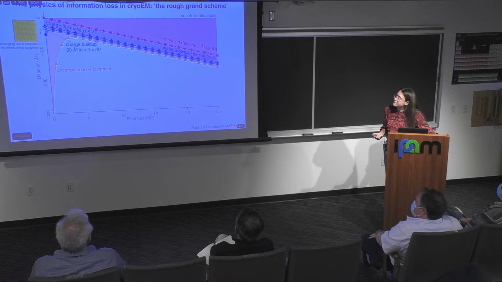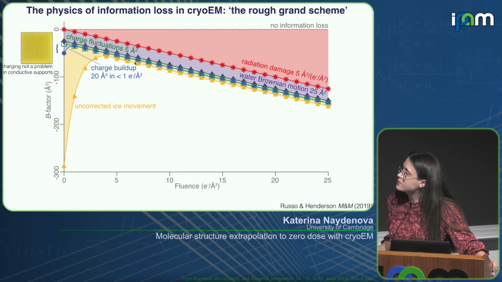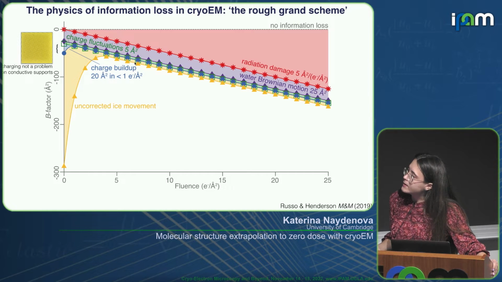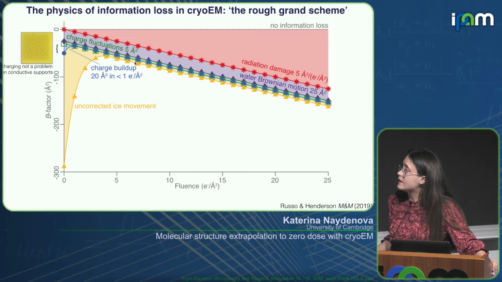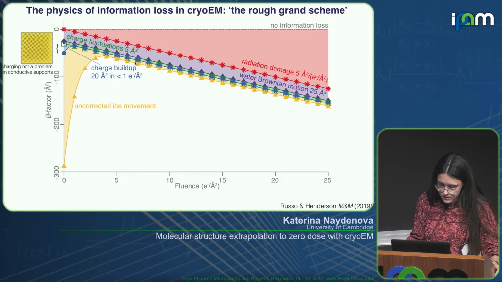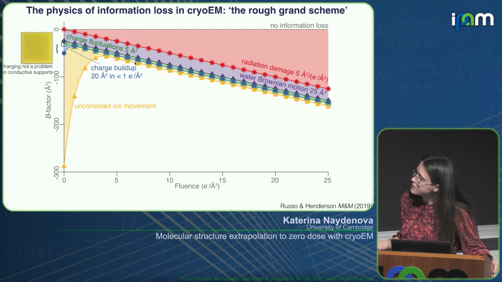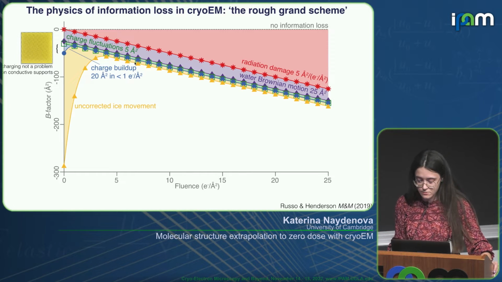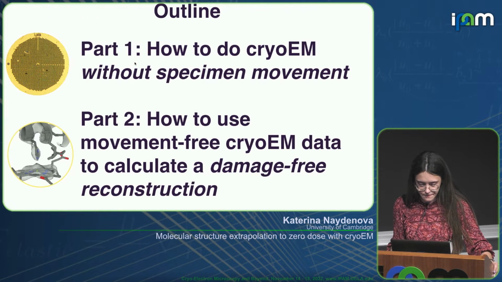And finally, we have motion of the specimen, which quite unfortunately happens to be worst in the beginning of the exposure, where the specimen is least radiation damaged and causes this really unacceptable data quality loss. So, in a sense, this talk has two parts, and they're about these two big problems, motion of the specimen and the radiation damage, which happen to be quite intertwined.